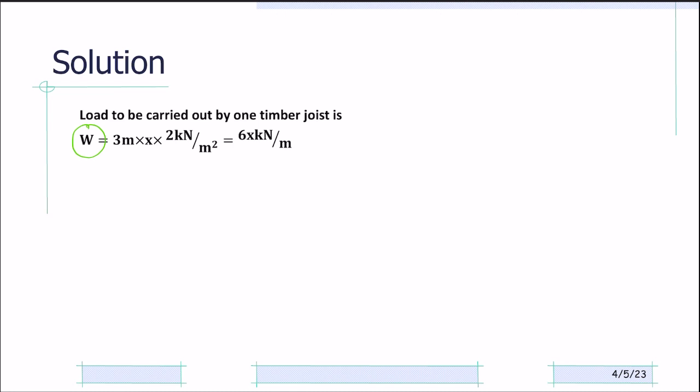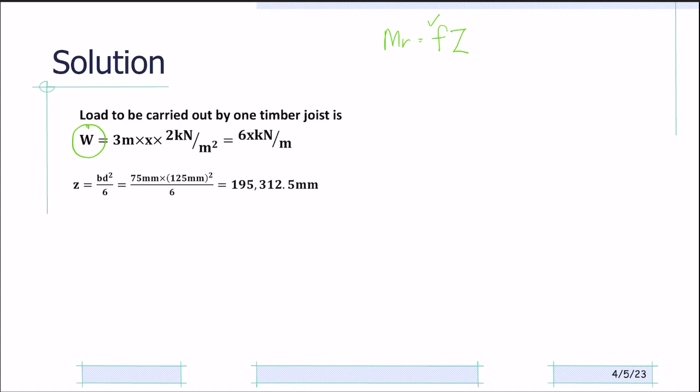Then we get 6x, which is x, the value that we need to find. For one joist, what is the value of x, the width that will be supported by one joist. Okay, next we are going to find, since our formula is MR equal to FZ. So whatever it is, if you get any question in regards to timber design, beam or joist, then we know that this is the formula. So we have the value of F, which is given in the question.